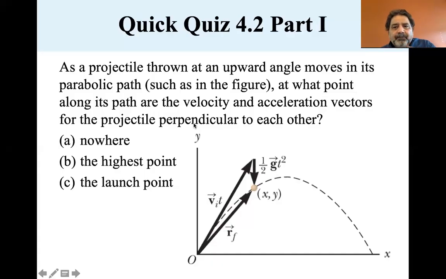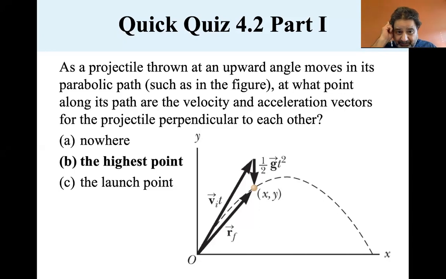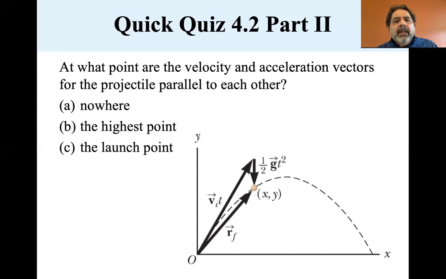So if we go back to the question, we can see at what point along the path the velocity and acceleration vectors for the projectile are perpendicular to each other. The answer is at the highest point, as I just showed you on the iPad. You have all horizontal velocity, and the gravitational acceleration is downward, so they're 90 degrees to each other. Now, at what point are the velocity and acceleration vectors for the projectile parallel to each other?